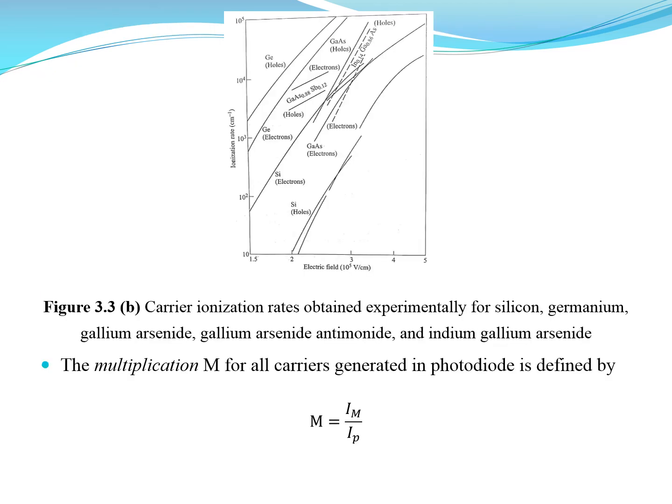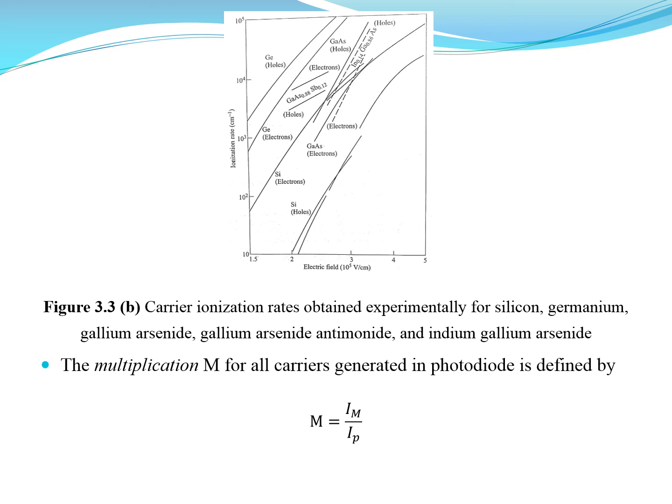So here we see the ionization rate with respect to the electric field. So for different materials used, the ionization rate is going to be affected due to the electric field present. As we see that a high electric field intensity is produced or considered, the ionization rate is going to increase.